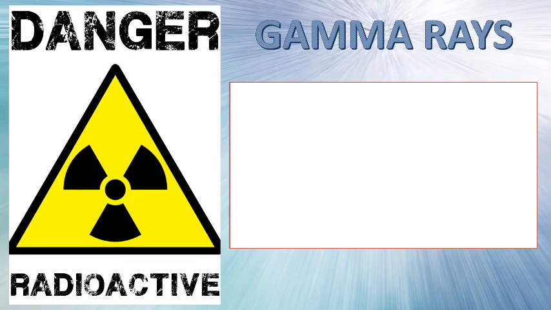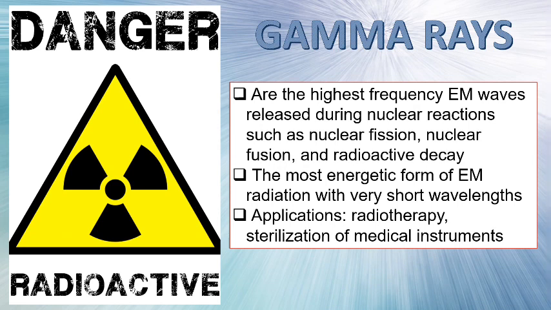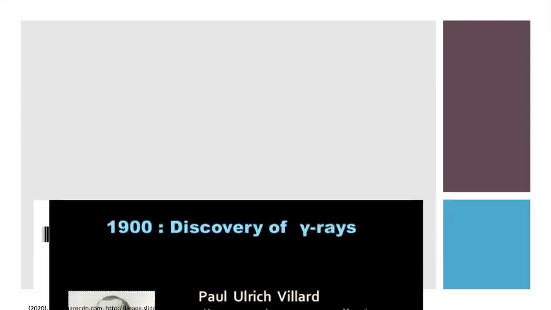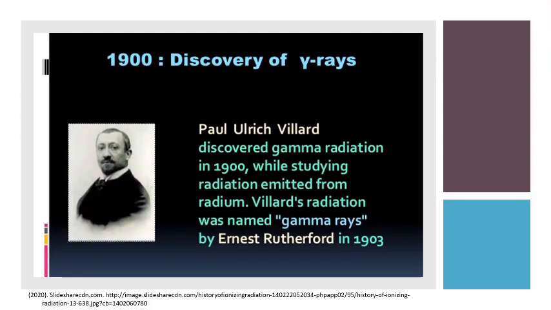The last type of electromagnetic wave is the gamma rays. They are the highest frequency electromagnetic waves released during nuclear reactions such as nuclear fission, nuclear fusion, and radioactive decay. They are the most energetic form of electromagnetic radiation with very short wavelengths. Applications of gamma rays include radiotherapy and sterilization of medical instruments. Let us now learn about the discovery of gamma rays.